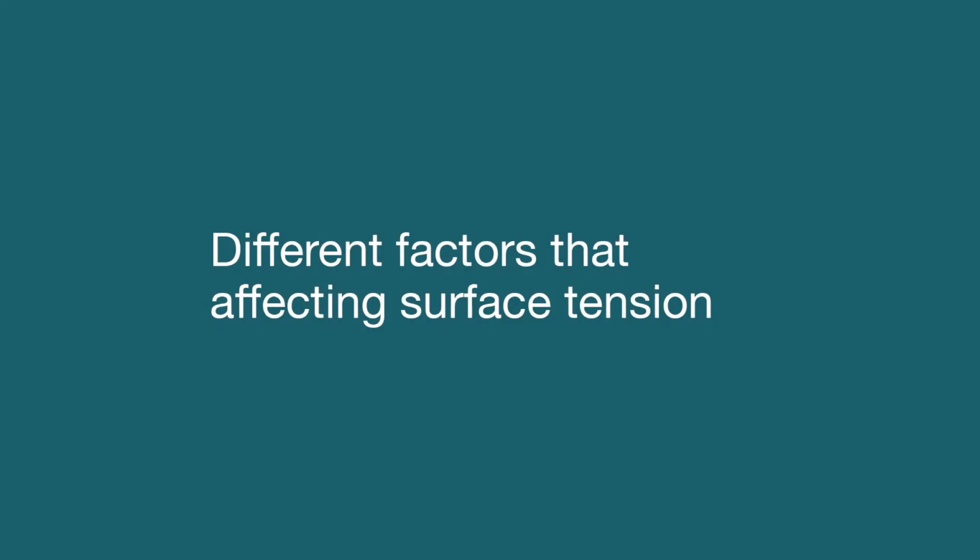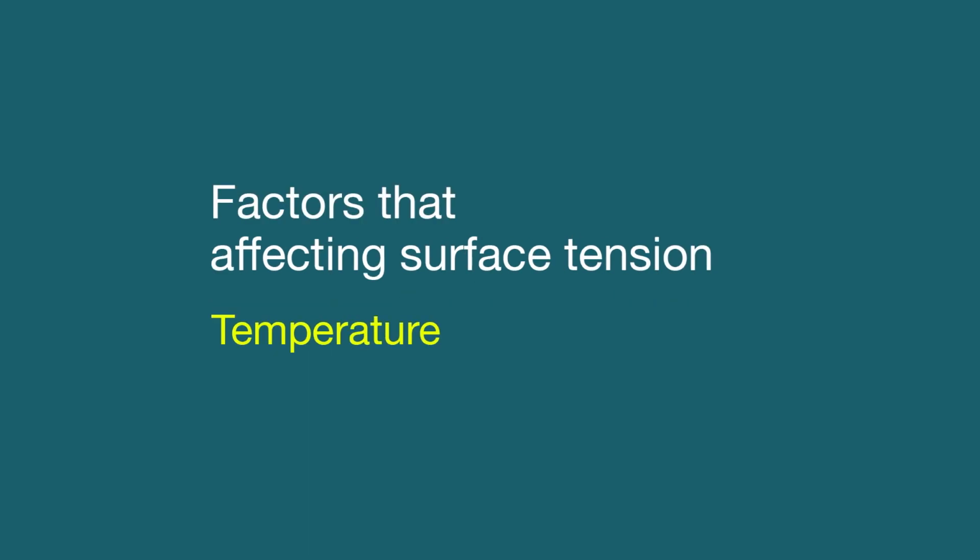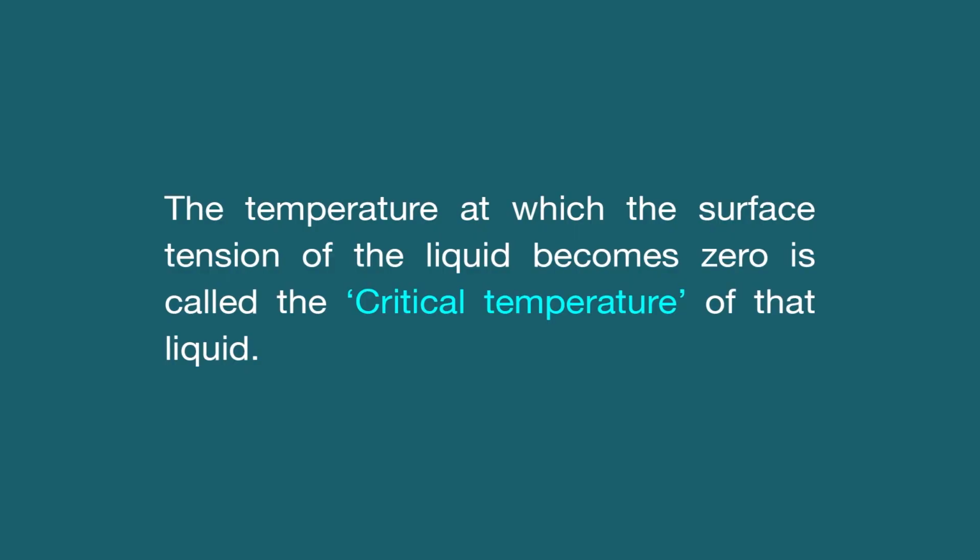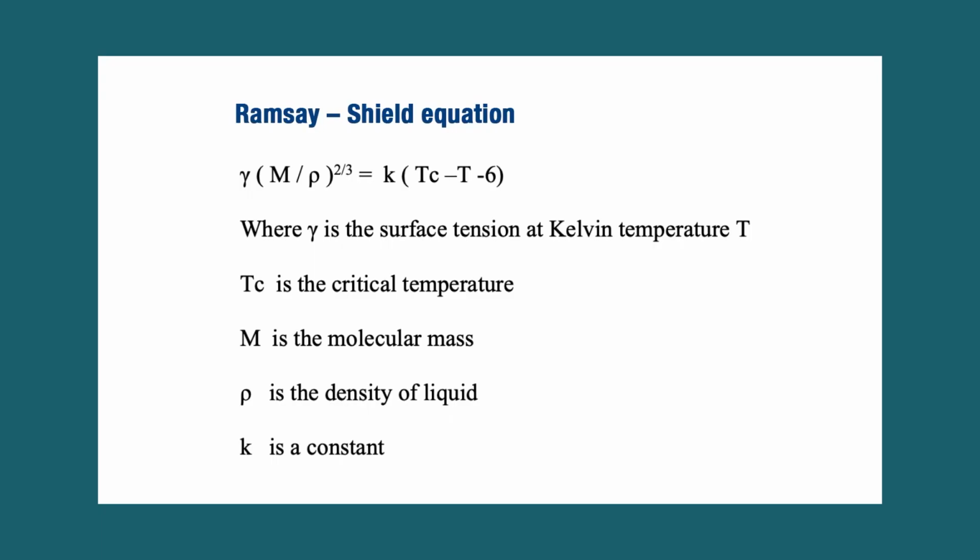Next, I am going to discuss different factors that affect surface tension. The first factor is temperature. As the temperature increases, the kinetic energy of the molecules increases and thereby intermolecular attraction decreases. Hence, surface tension decreases. The temperature at which the surface tension of the liquid becomes 0 is called the critical temperature of that liquid. The effect of temperature on surface tension of a liquid is given by the Ramsay-Shields equation. This equation is given as gamma into (M/rho) raised to 2/3 equals k into (Tc minus T minus 6), where gamma is the surface tension at Kelvin temperature T, Tc is the critical temperature, M is the molecular mass, rho is the density of the liquid, and k is a constant.